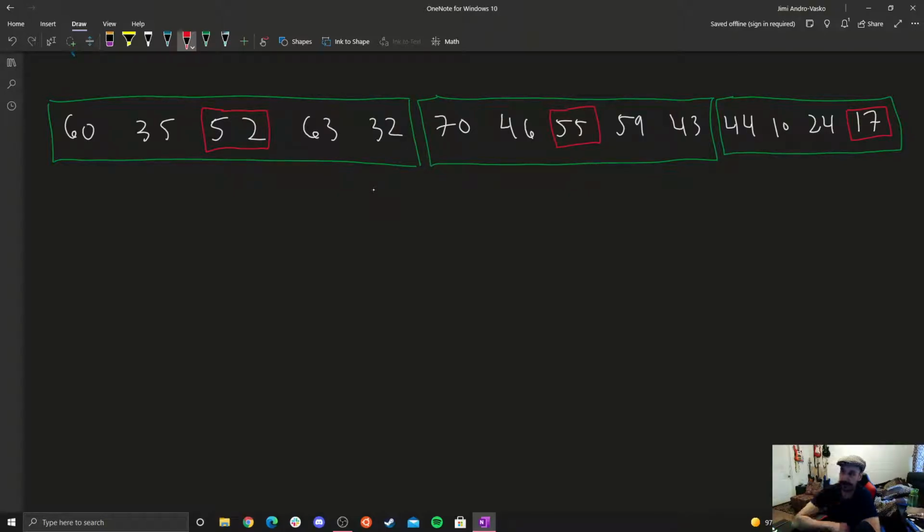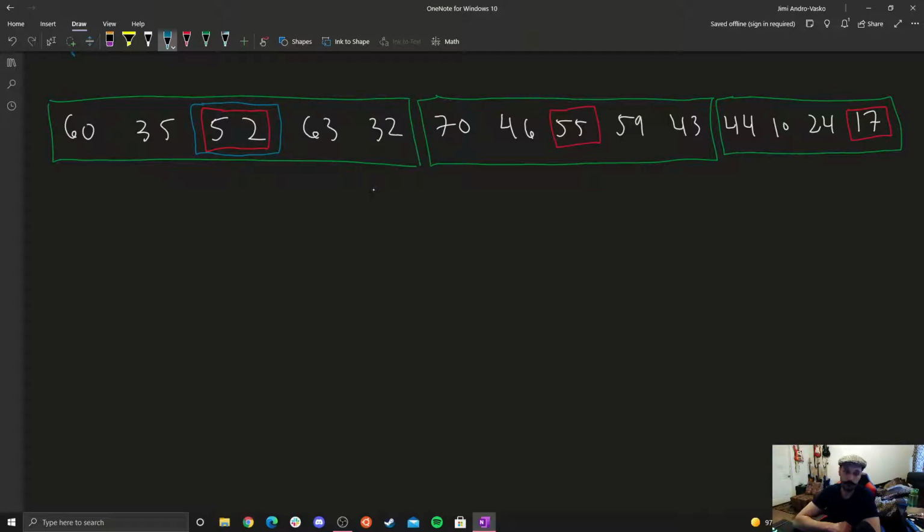So now, out of these 3 lists, we have 3 medians. Again, we can just in constant time find the median of these 3, and we're going to see here that 52 is the second ranked element out of these 3. So this is in fact going to be our median of the medians.